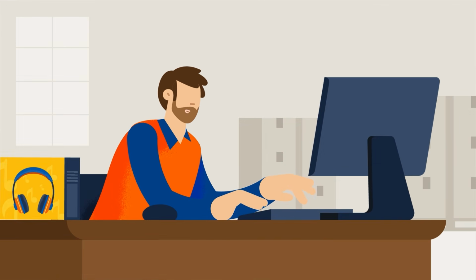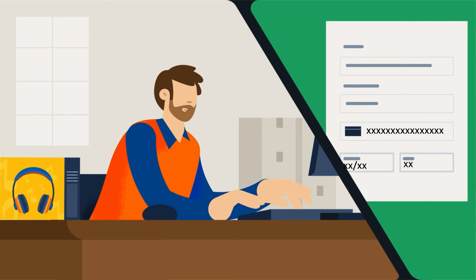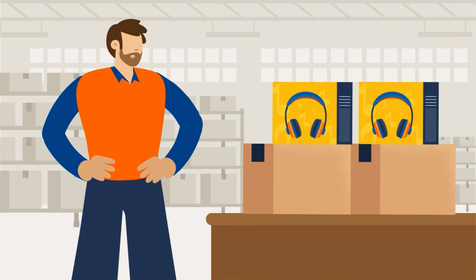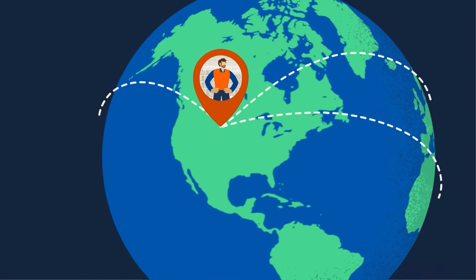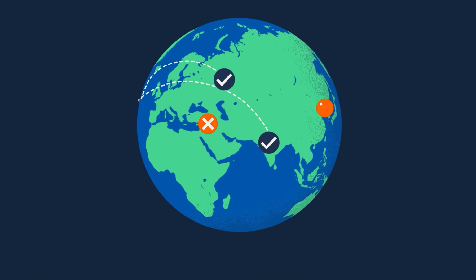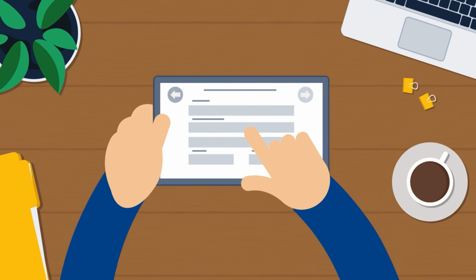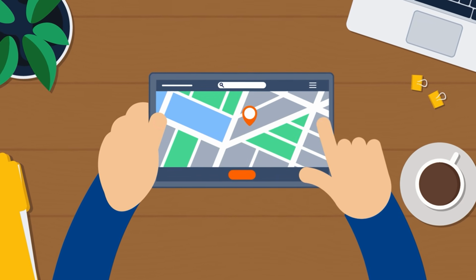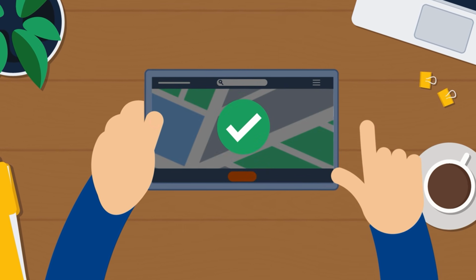Before you can start selling on Amazon, you'll need to set up your payment information. As an Amazon seller, you can sell globally from wherever you are located. However, not all countries, regions, and currencies are accepted. Before you set up your payment information, you'll need to verify your location is supported by Amazon.